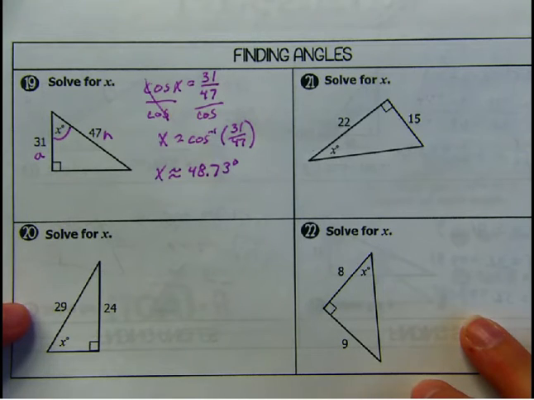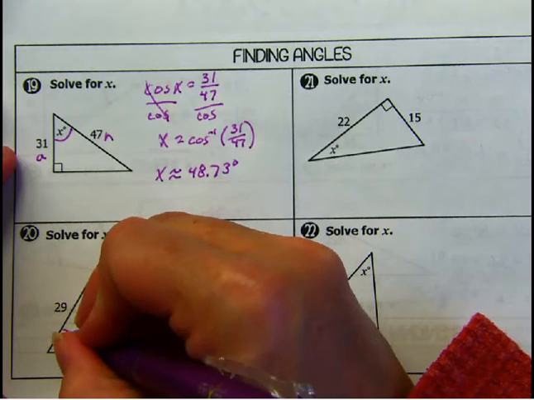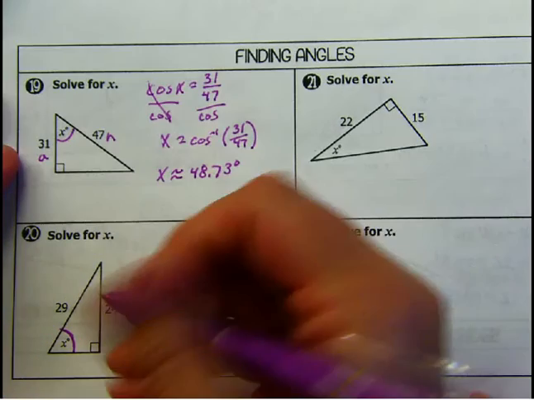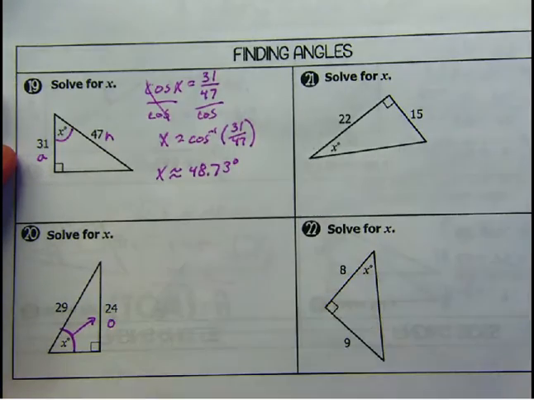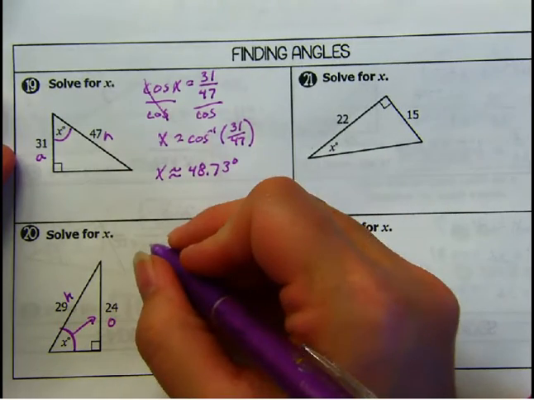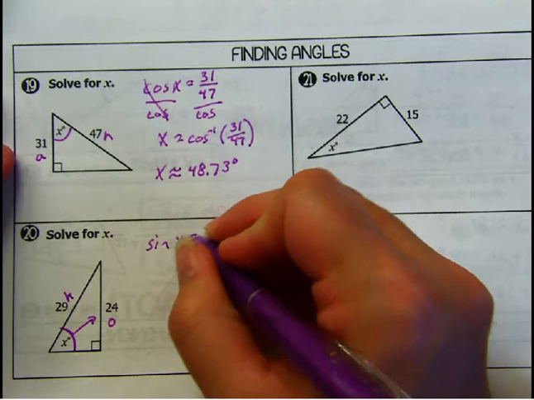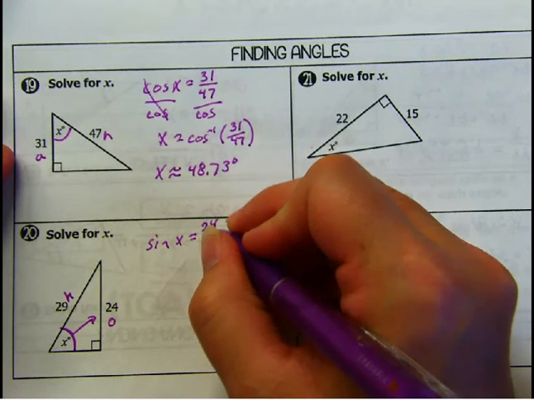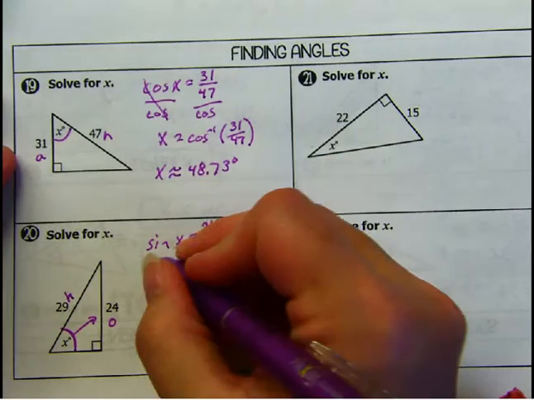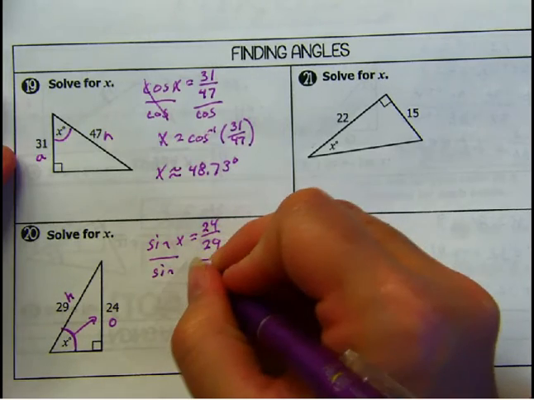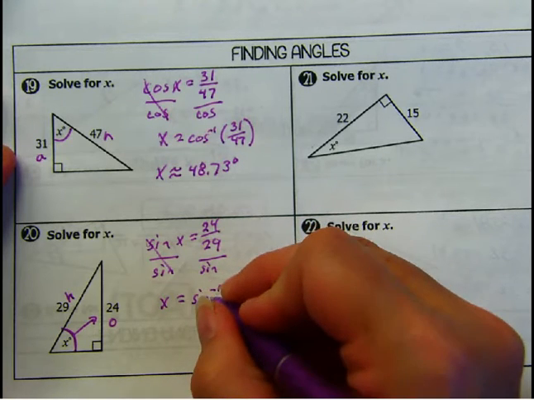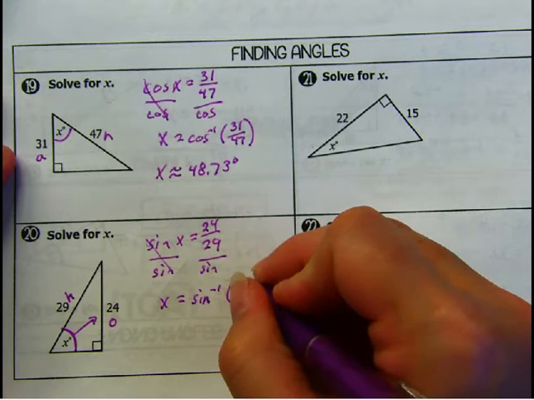Moving on to number 20. We always start with our angle, and we're looking at the sides in relation to that angle. So we have the opposite leg and the hypotenuse. So that means we're going to use sine of x, because that is opposite over hypotenuse. So 24 over 29. To solve for x, we're going to divide by sine. We get x equals sine to the -1 of our fraction, which is 24 over 29.